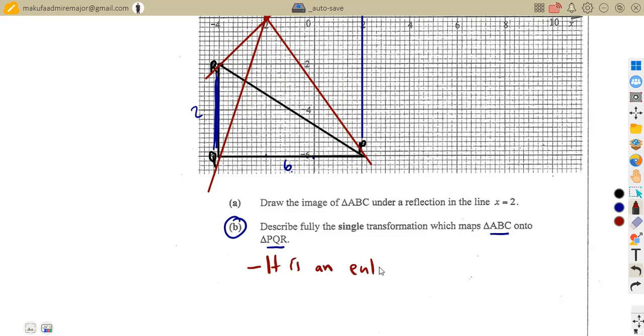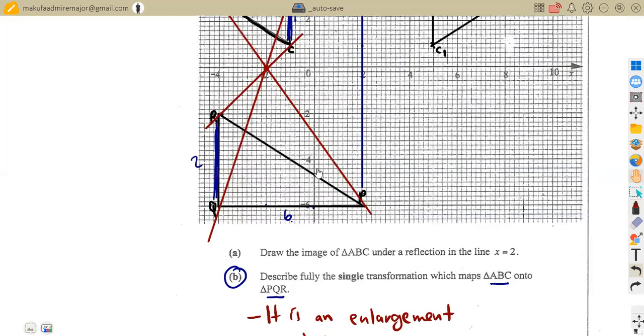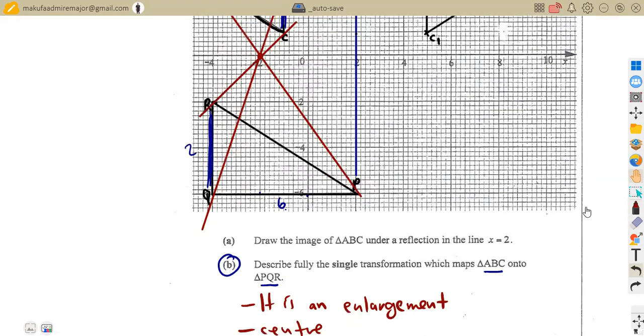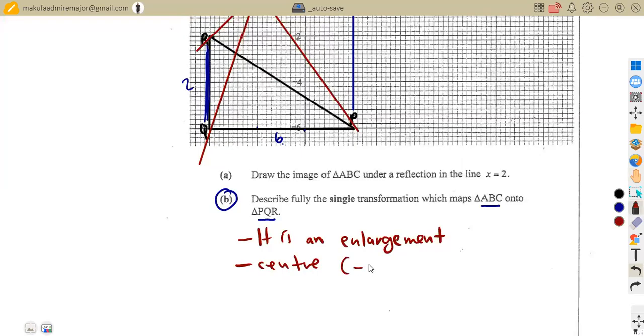Now you are describing it as an enlargement in this case. The center of enlargement in this case is where these lines meet. They meet at what? At -2, 0. So you state the coordinates of that point. That's at -2, 0. X is -2, y is 0. What else do we need? We need the scale factor.